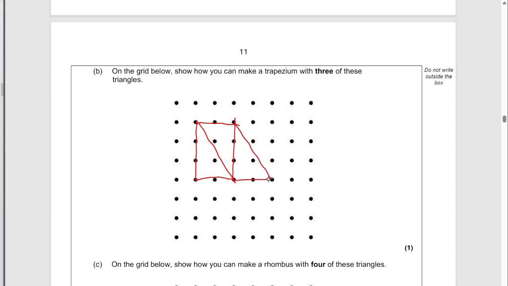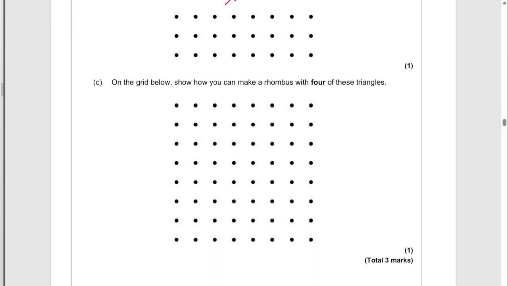That would be fine. A trapezium just has to have one pair of parallel sides. In this case, I've got the top and the bottom that are parallel. Not the only option, probably the most straightforward though. And then a rhombus, 4 equal sides. The easiest way to view this is if I draw them there, and then there and there, that would be a rhombus.